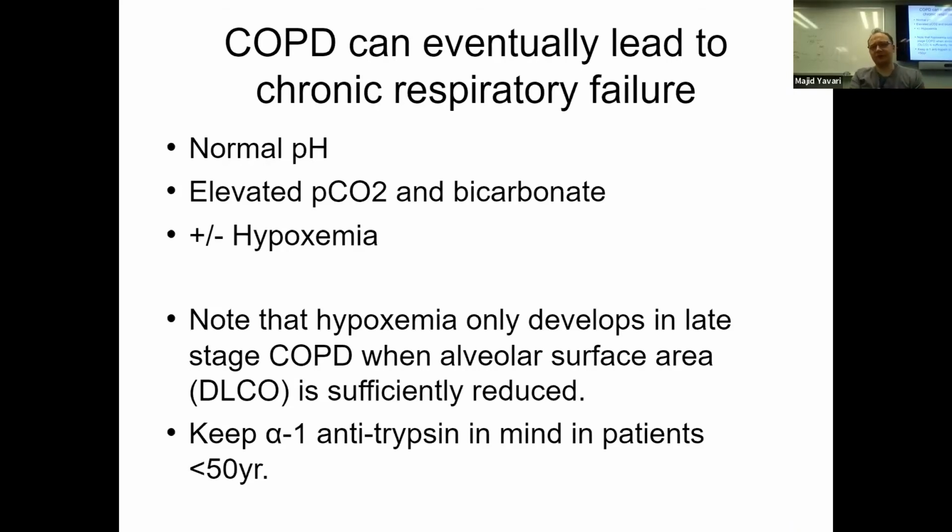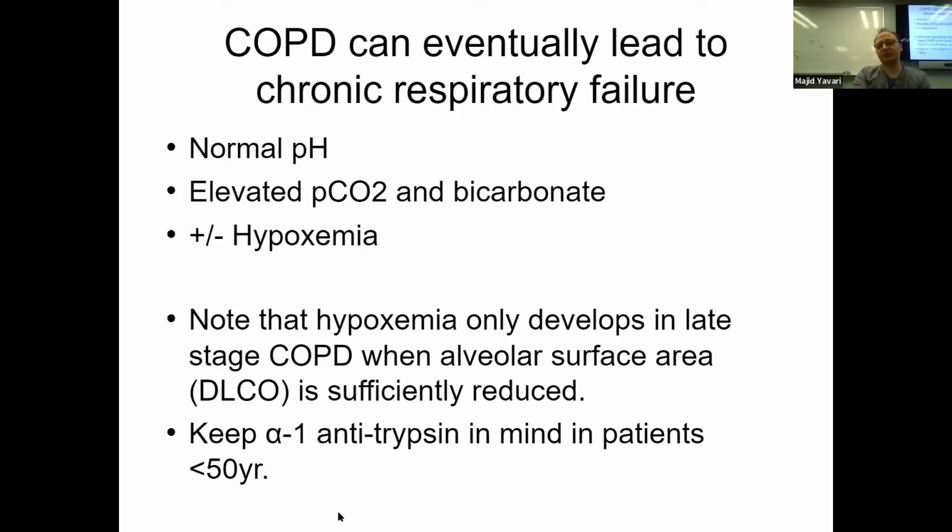So the chronic respiratory failure you see with COPD is a normal pH, elevated PCO2, and elevated bicarb. So compensated respiratory acidosis. Whether there's hypoxemia or not is dependent on the COPD phenotype. Folks with more inflammation and sputum production tend to be hypoxemic and have chronic hypoxemic respiratory failure, or patients with very advanced emphysema with late stage GOLD 4, and you'll actually see the DLCO extremely reduced in these patients because their alveolar surface area is so compromised.